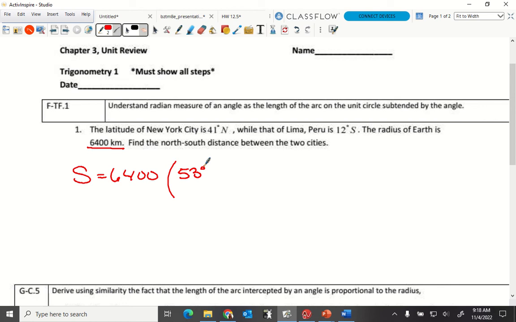No, you have to convert it to radians. Convert it to radians. So can I just do that right here? Yeah. And since this is a show your work type of problem, this is how much work I really need to see. Okay.